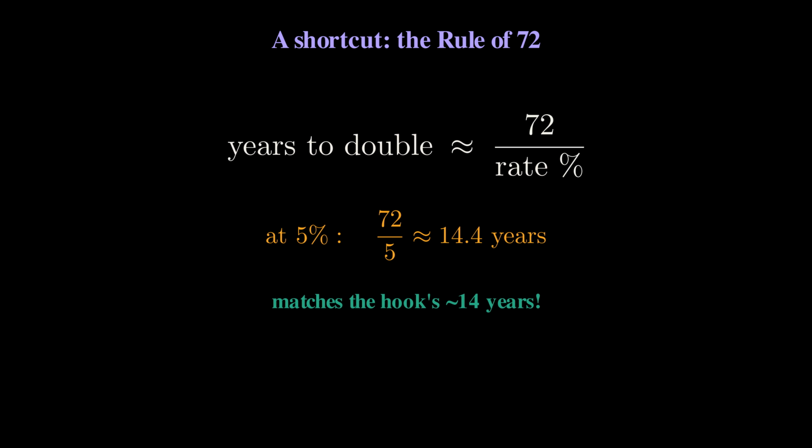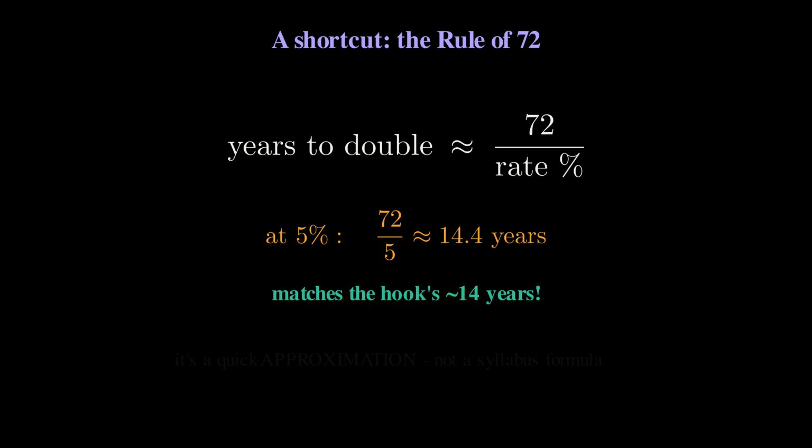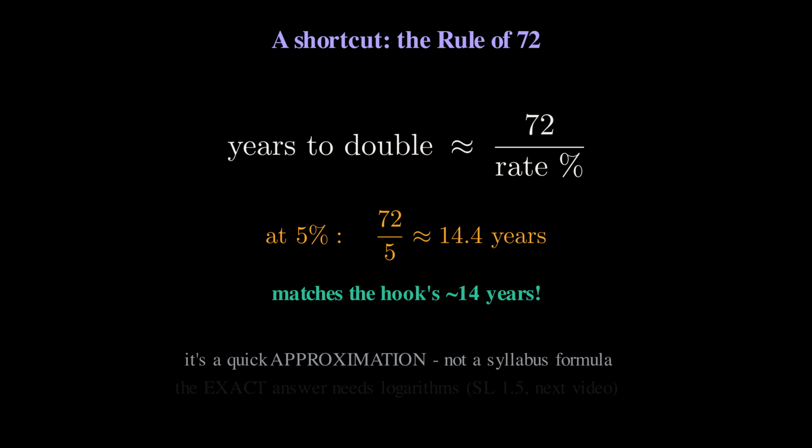About 14. But be careful. This is only a quick approximation, a back of the envelope estimate. It is not a syllabus formula, so don't write it as you're working. The exact number of years needs to undo an exponent, and that tool is the logarithm, the very next video.